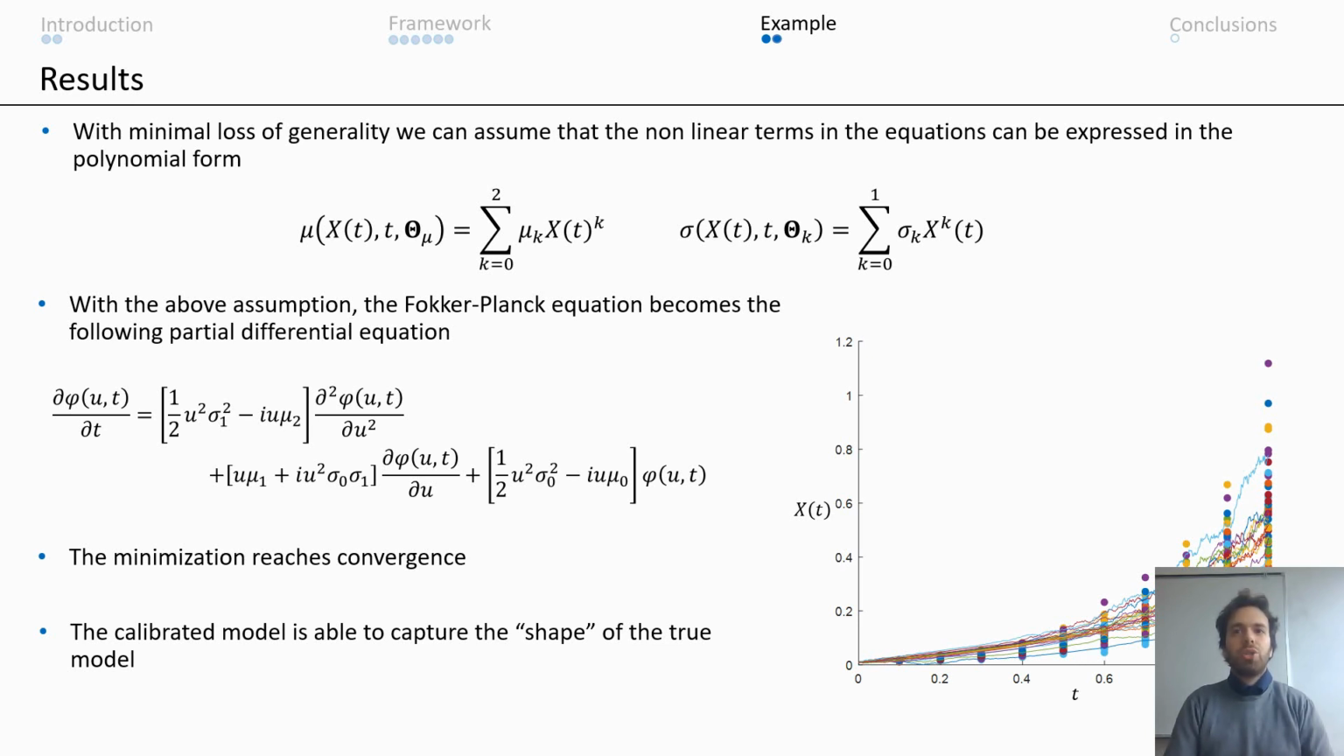The results are shown in the figure to the right. As we can see, the sample paths go through the cloud of original data points. In other words, the calibrated model is able to capture the shape of the true model.